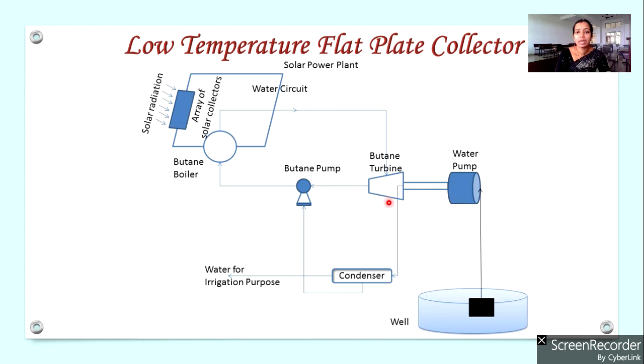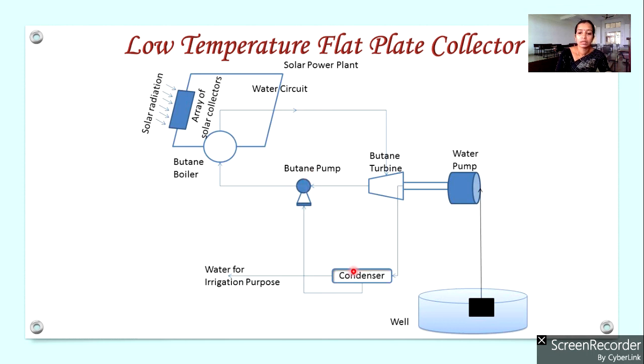Now this butane vapor, after driving the turbine, is fed to a condenser where it is cooled. In the condenser, butane vapor is cooled and converted back to its liquid state, and again it is fed to the butane boiler using a butane pump. Condensed butane liquid is fed to the butane boiler using this butane pump.